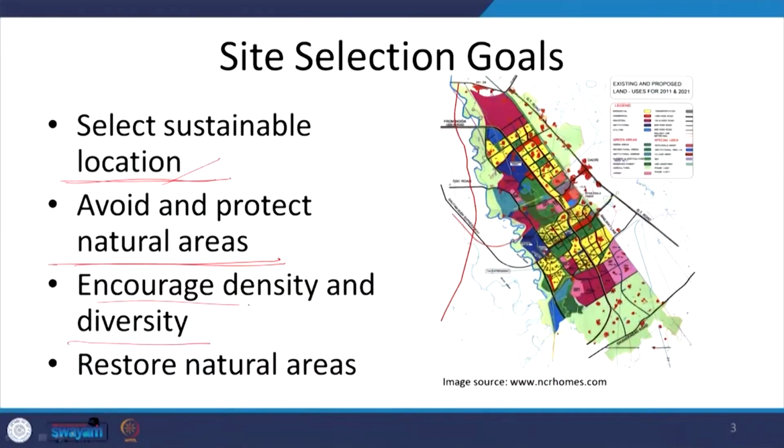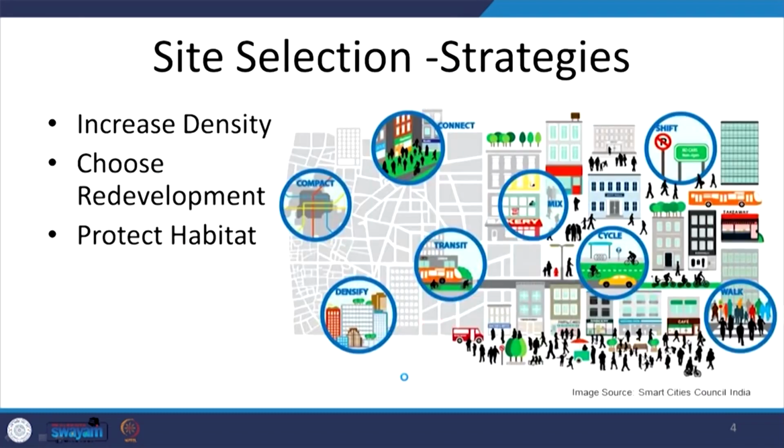Instead of the cities becoming bigger, it is necessary that the development be contained in smaller areas and the density be increased. So, we encourage the increase of density and, along with that, diversity through use of land for different purposes. And then we also have to restore natural areas wherever possible through the site selection.